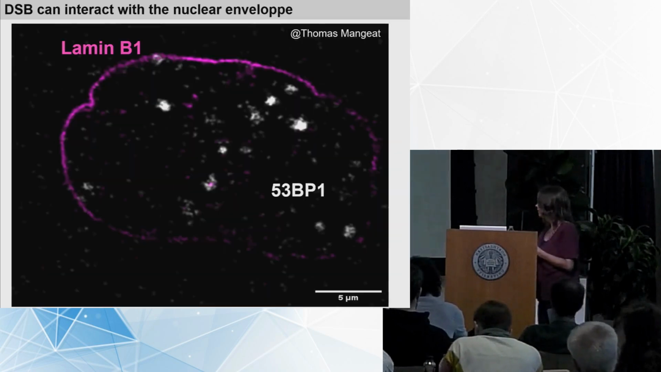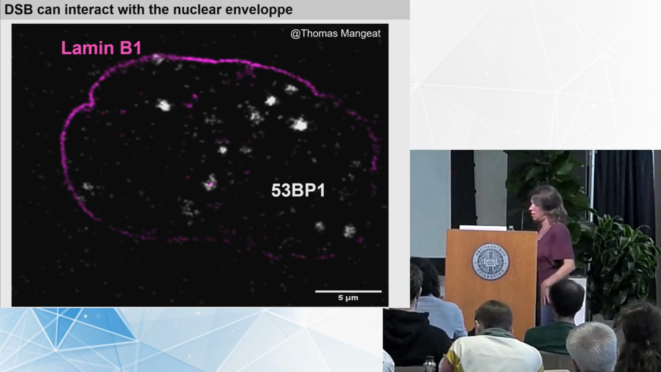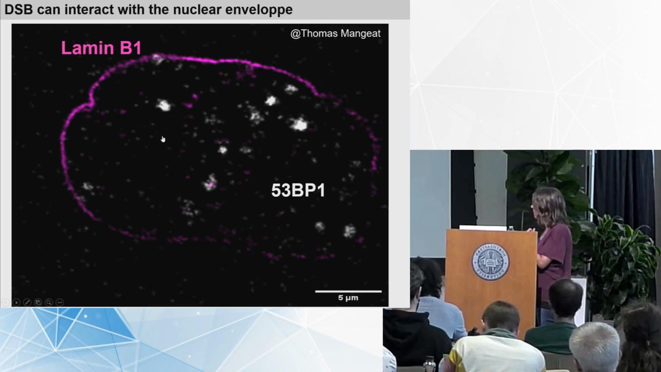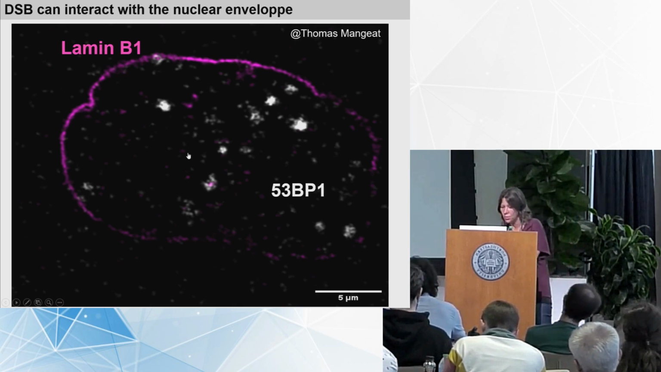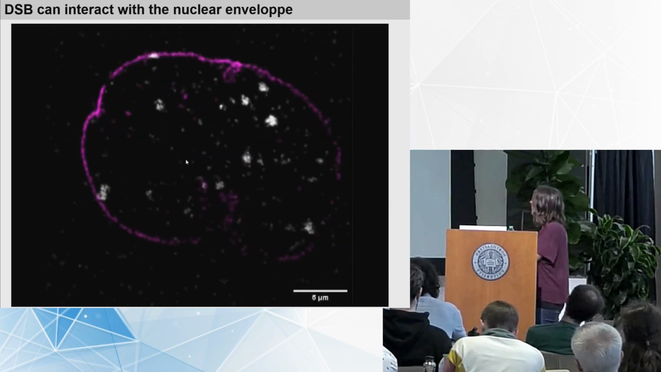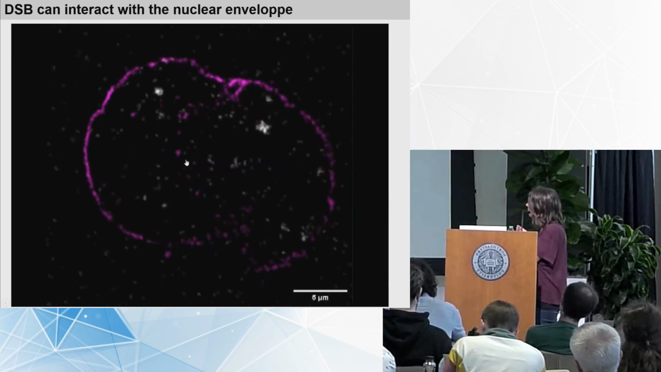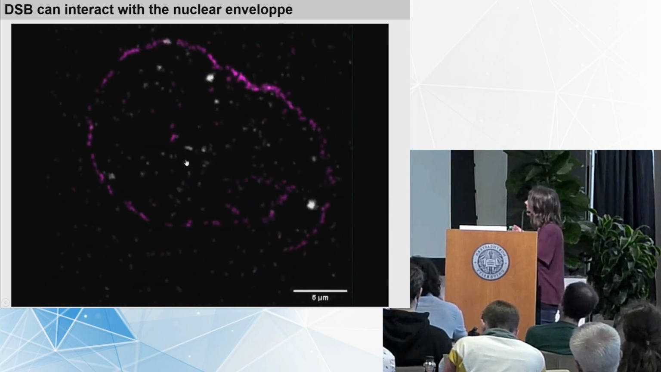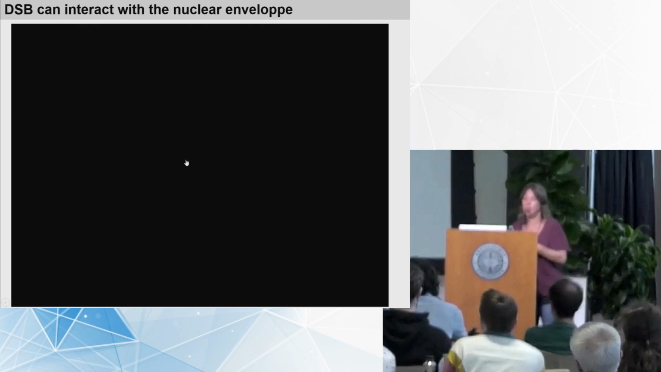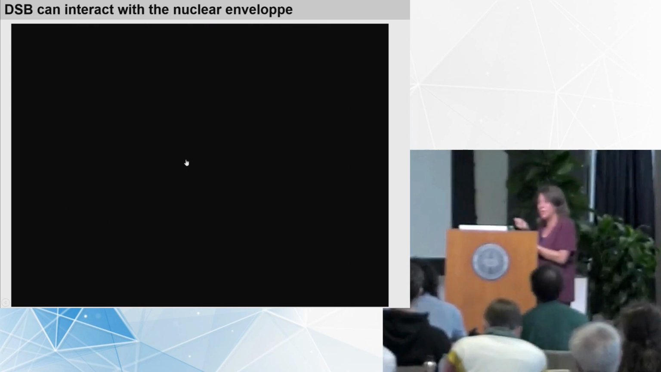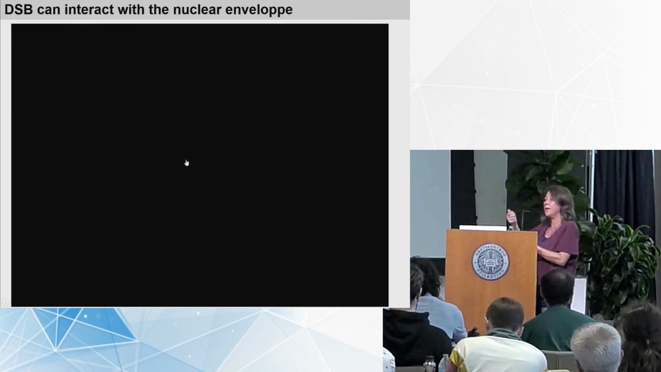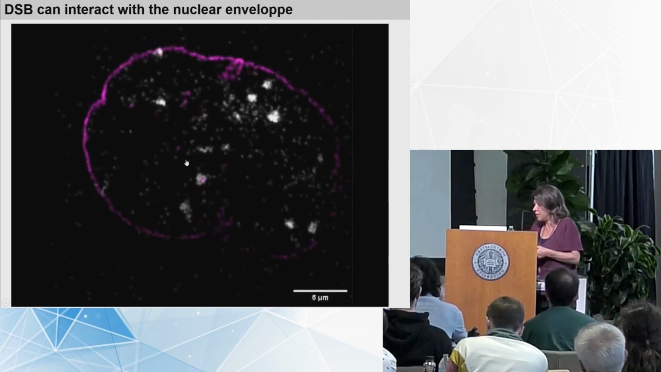I just want to show you a movie where we have the nuclear envelope labeled with lamin B1 in cherry here, and 53BP1. Some of the foci are already at the nuclear envelope, as you can see here. But if you follow this one here, I hope you will see that it is pulled to the nuclear envelope quite rapidly. It hangs around, it's already formed, and then at one point it's pulled to the nuclear envelope.